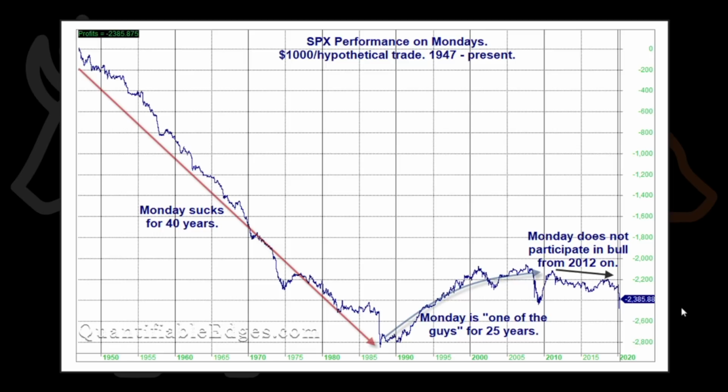And interestingly, it changed again, like we see on the chart around 2012. We've had a strong bull market, up until a month and a half ago, a strong bull for 11 years or whatever, and Mondays have not participated. They've been slightly down. So yeah, they're sucking again. At minimum, we could conclude that the gains are not made on Mondays.